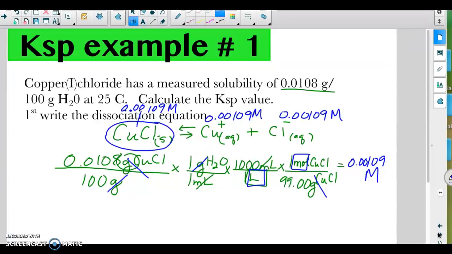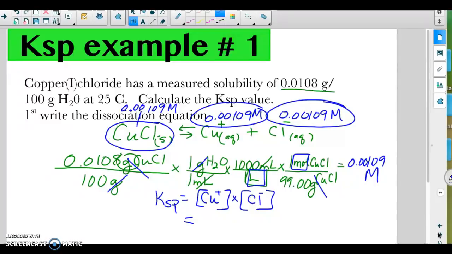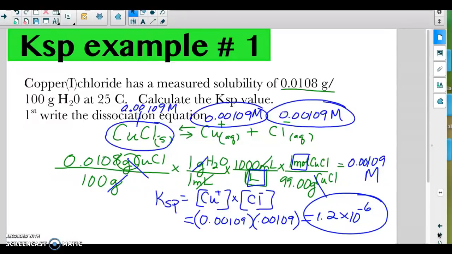So now I can plug into the Ksp. So Ksp, I would want to write the expression, is going to equal copper ions times the chloride ions. And then remember, we're not going to include the copper(I) chloride because that's a solid. Now I can plug in these two numbers and solve. So when I do that, I'm going to have 0.00109 and 0.00109. And remember, just like K, there is no unit, so 1.2 times 10 to the negative 6. So by knowing that Ksp value, I could compare it to something else and then figure out which one is more soluble than the other.